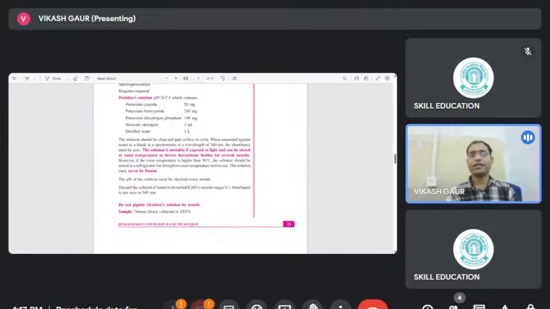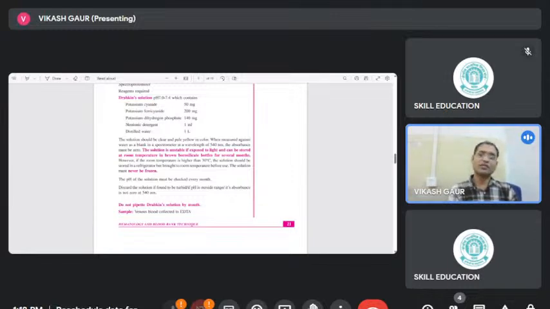The solution should be clear and pale yellow in color when measured against water as a blank in a spectrophotometer at a wavelength of 540 nanometer. So first we need to check the appearance of the solution, and the absorbance should be 0, that is blank, at 540 nanometer in the spectrophotometer or colorimeter. The absorbance must be 0. The solution is unstable if exposed to light; it can be stored at room temperature in a brown borosilicate bottle for several months. However, if the room temperature is higher than 30 degrees centigrade, the solution should be stored in the refrigerator but brought to room temperature before use.